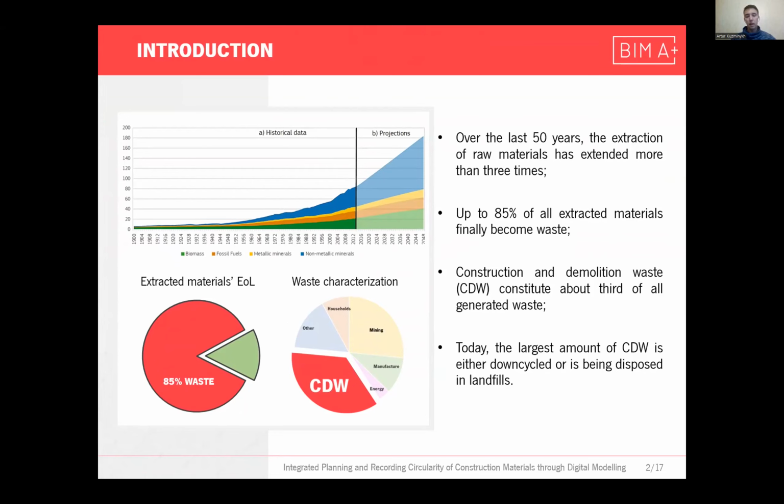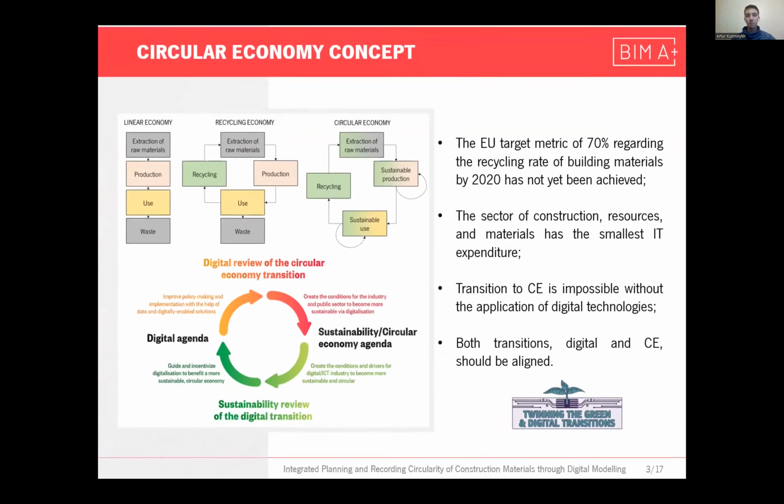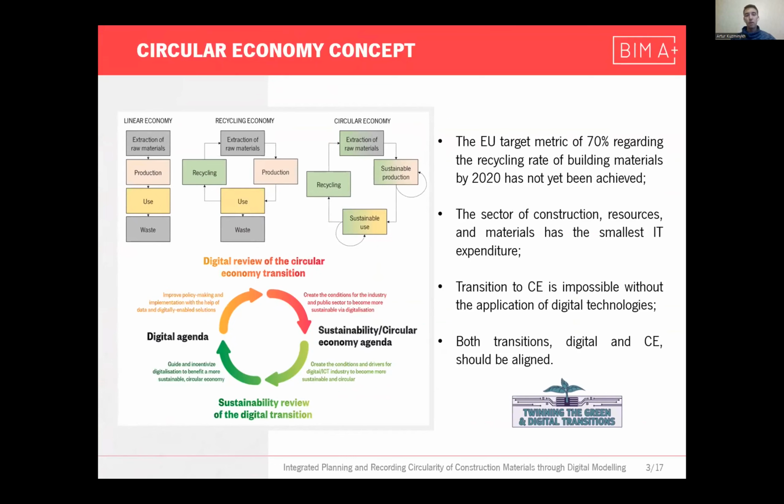The problem is that up to 85% of all retrieved resources finally become waste, and construction and demolition waste is about 30% of it. Today, its largest amount is either downcycled or being disposed on the landfills. The European Union 2020 target metric of 70% recycling rate has not yet been achieved. However, just recycling is not sufficient and can be referred to as an intermediate stage towards circular economy with sustainable production and use.